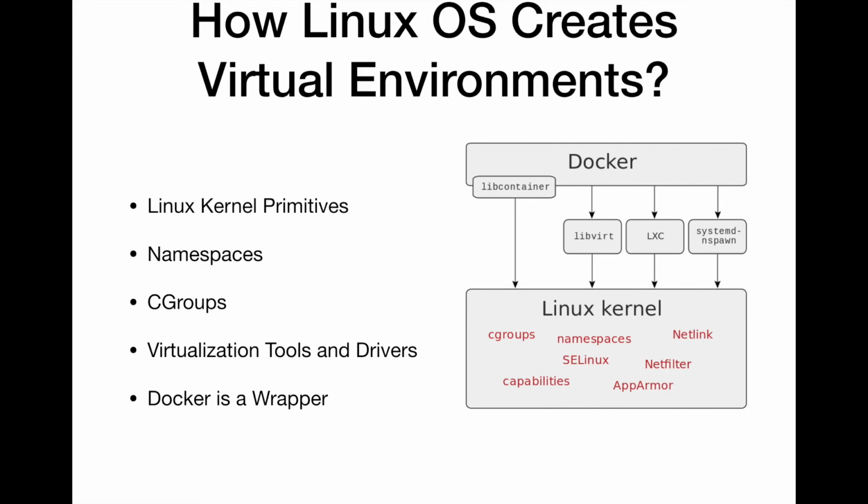How does the Linux OS create these virtual environments? Linux OS has virtualization primitives such as namespace and cgroups in its kernel. Linux has many virtualization tools and drivers such as libcontainer and libvirt to access these Linux kernel virtualization primitives. Docker container is nothing but a wrapper written on top of these Linux tools and drivers. Docker does no magic. It is the Linux kernel that does all the magic behind the screen.